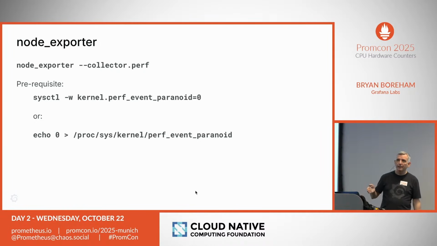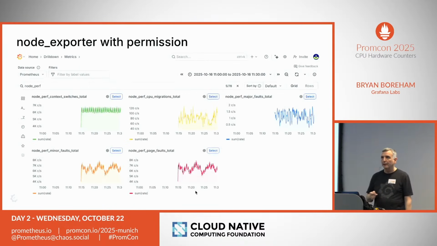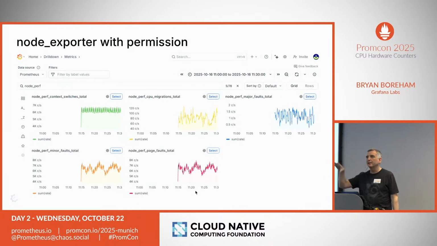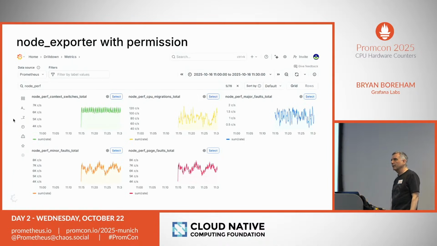Anyway, so I ran node exporter with the collector. We got some data. This is the Grafana drill down view, which I found really nice. It's relatively new, so you don't actually have to type any promql, but I gave it the prefix node perf. That's up here. So it just kind of finds everything that has node perf in the name and just shows me all of them, kind of grouped and aggregated. So that's great. We got perf metrics coming up on the screen.